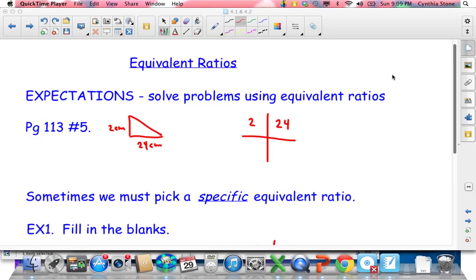Here it says we have an architect. He draws a plan, or she draws a plan, for a wheelchair ramp. On the plan, on the piece of paper, it says the ramp is only 2 centimeters high and 24 centimeters long. That's because, of course, it's not drawn to scale. What might the dimensions of the actual ramp be? And how could you use equivalent ratios to find out?